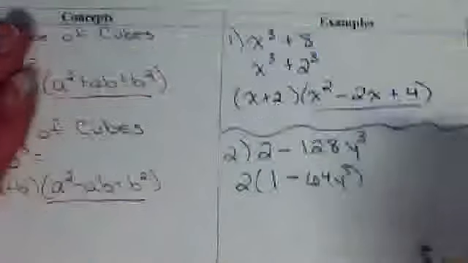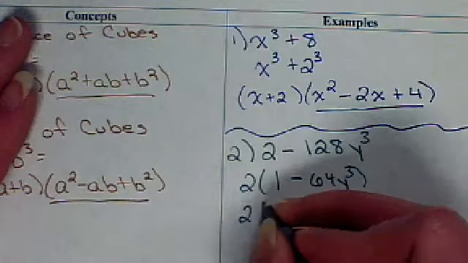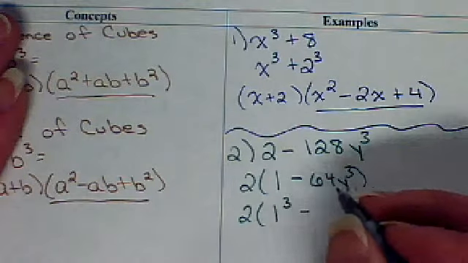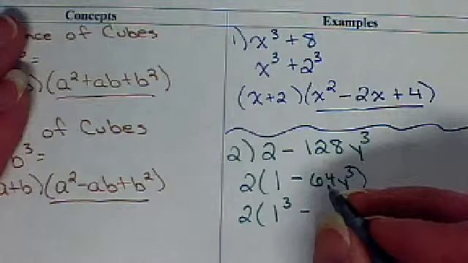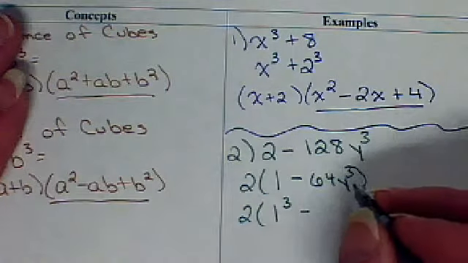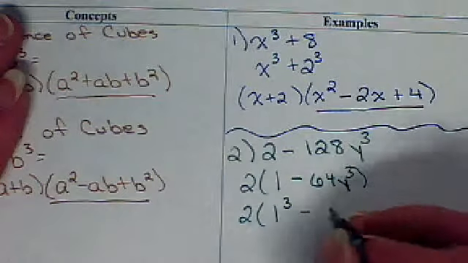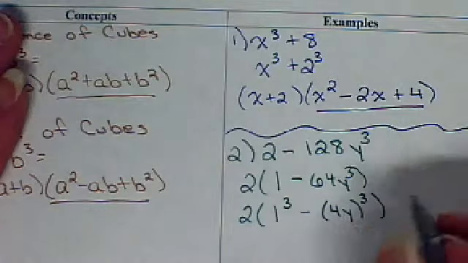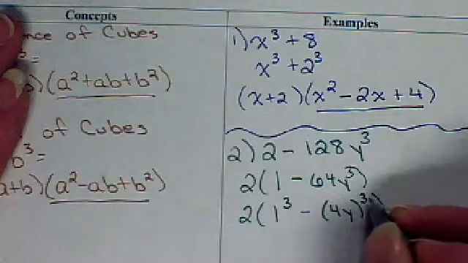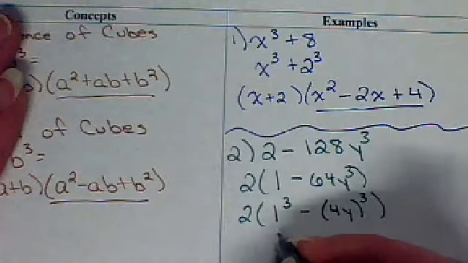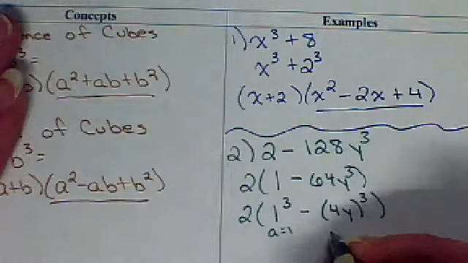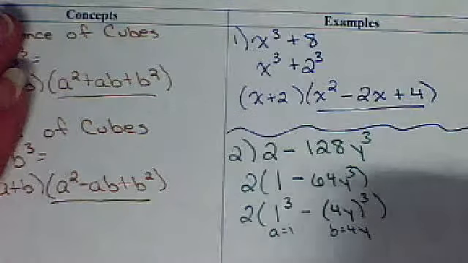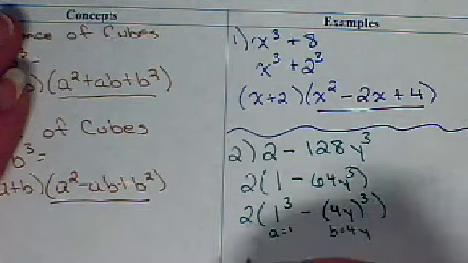Now, let's rewrite it as perfect cubes. Well, 1 is easy. That's 1 cubed. But over here, we have to really think about it. 64 is 4 cubed. And y cubed, well, of course, that's y being cubed. So this is really 4y cubed. 4 cubed is 64. y cubed is y cubed. So what's going in for A is the 1, and B is 4y. The whole thing of 4y. Not just a 4, not just a y, the whole thing.